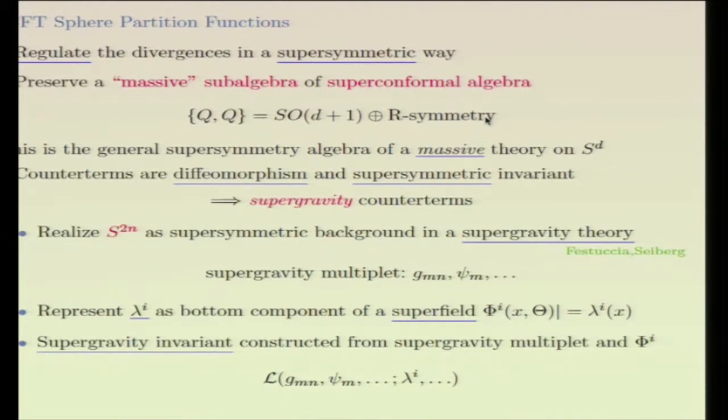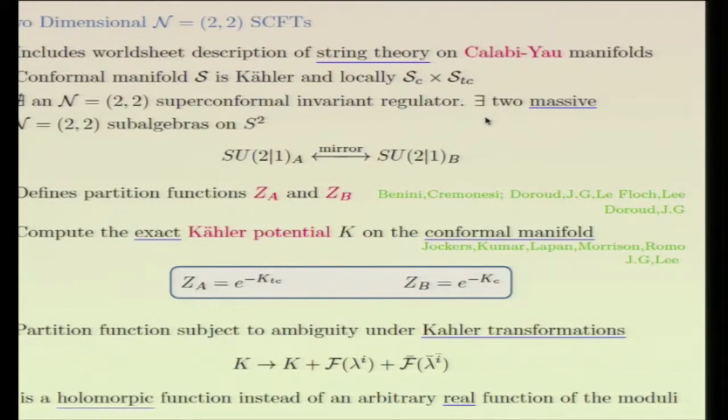You identify the supergravity multiplet of which this theory is a supersymmetric background, and then you represent your moduli, the coordinates in the conformal manifold, as the lowest component, or the bottom component, of a superfield in that supergravity. So now the slogan is that the supergravity counterterms that will give you the ambiguities in defining the partition function of the superconformal field theory are supergravity invariants that are constructed from the supergravity multiplet and from the matter multiplet that parameterizes the moduli of your superconformal field theory. So now let's see a couple of examples and try to extract the physical information, if any, that superconformal field theory partition functions can have when you study them on spheres.